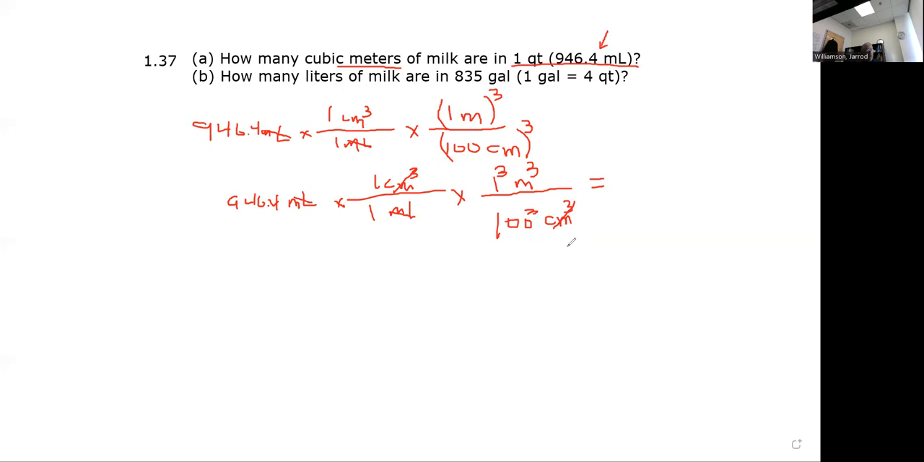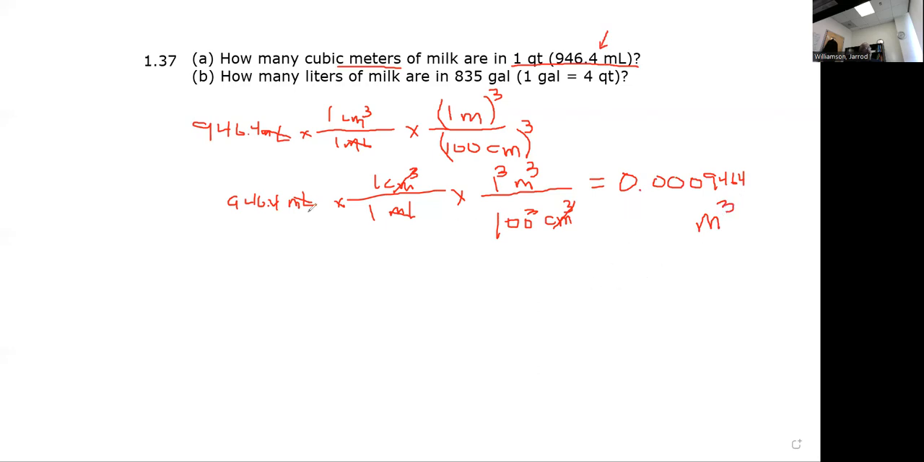And I'm going to go 946.4 times 1 divided by 1 times 1 cubed divided by 100 cubed. And if I did it right, it's going to give me 0.0009464 meters cubed. And that would be the answer to my question.